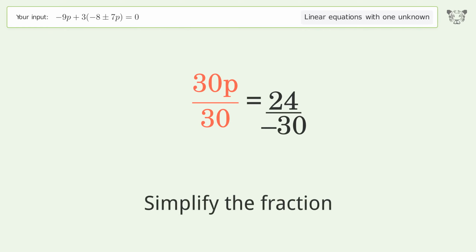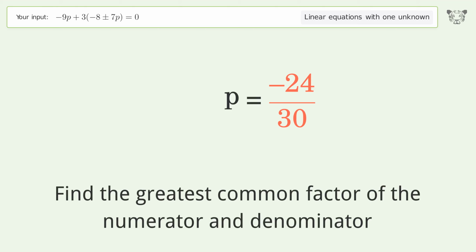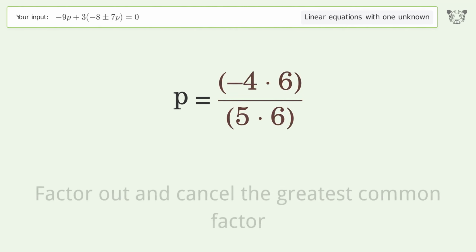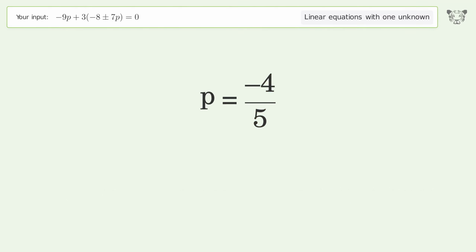Simplify the fraction. Move the negative sign from the denominator to the numerator. Find the greatest common factor of the numerator and denominator. Factor out and cancel the greatest common factor. And so the final result is p equals -4/5.